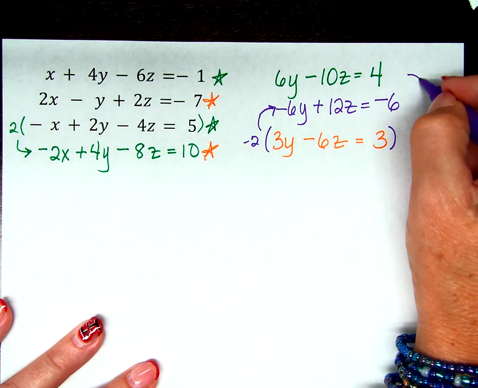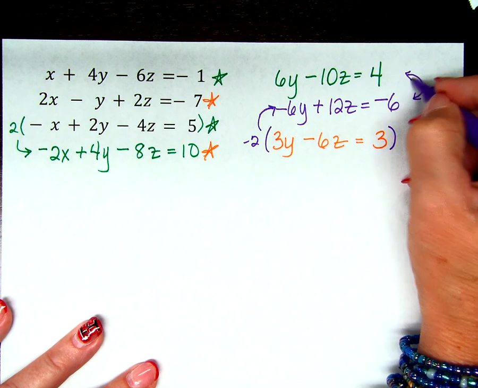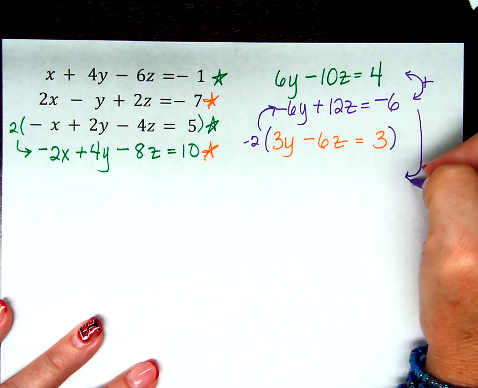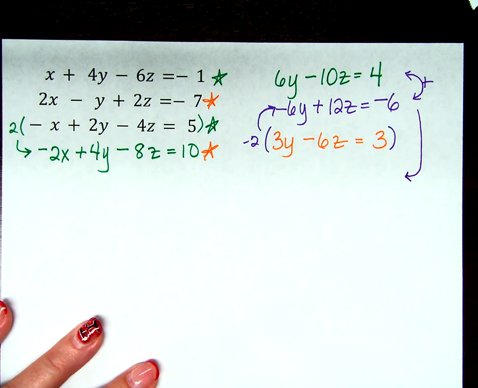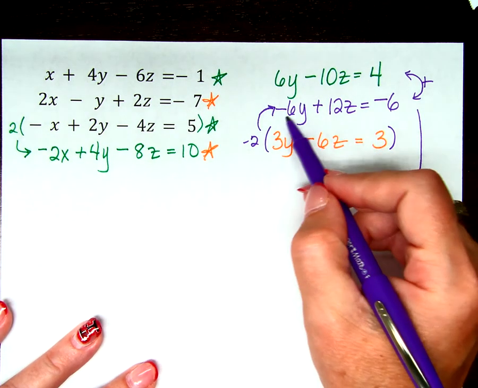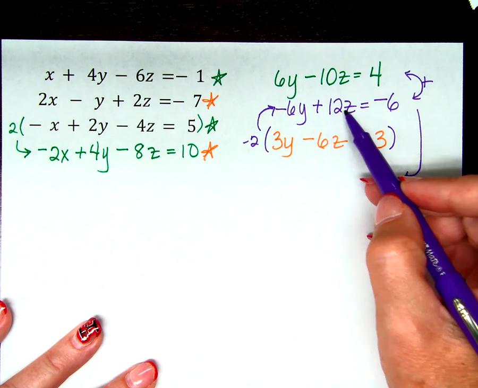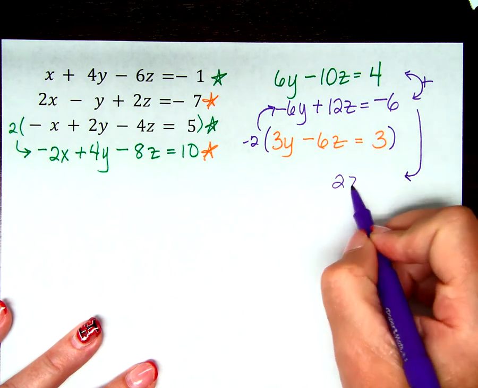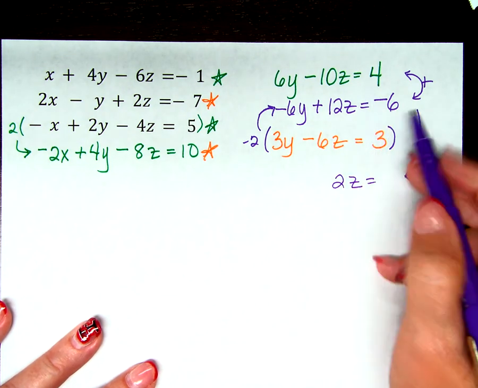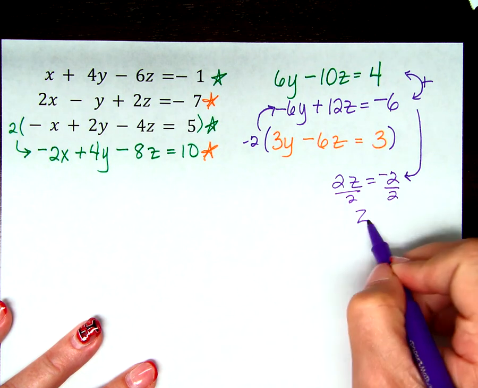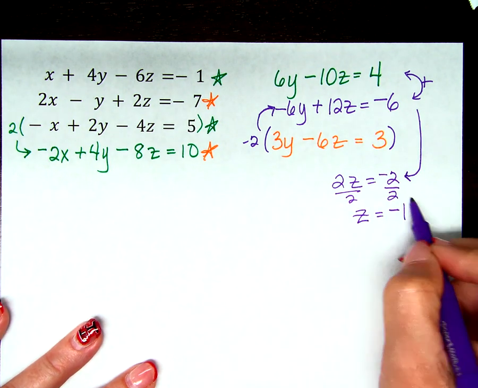Now, what if I combine these two equations right here? I'm going to combine them, and I'm going to write the answer right there. You okay with that? So 6y minus 6y, 0. Negative 10z and 12z, 2z equals negative 2. What does z equal? Negative 1.